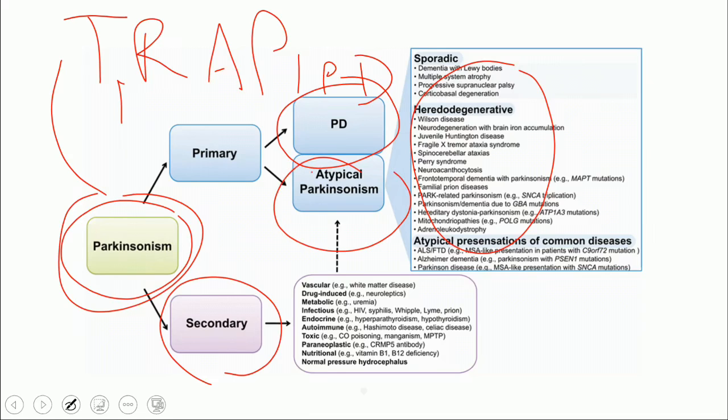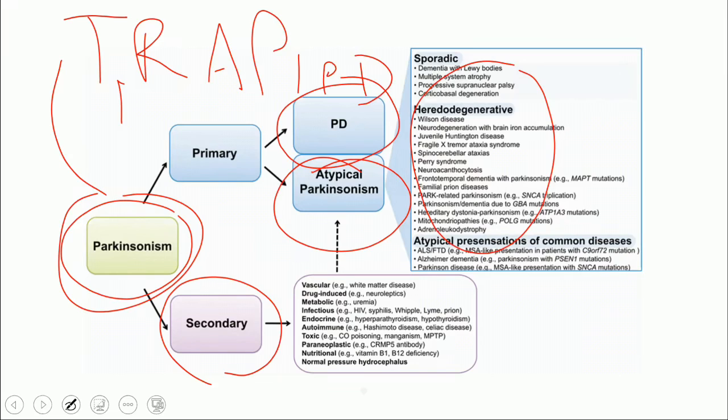These are called atypical Parkinson's. Some people call this Parkinson plus syndromes. They have a little bit of odd presentation compared to idiopathic Parkinson's disease. We'll talk about a little bit of this as we go on in the MCQs.